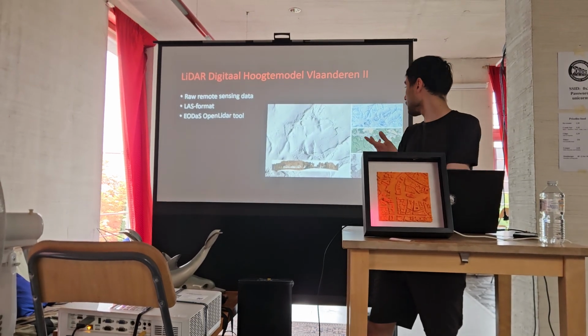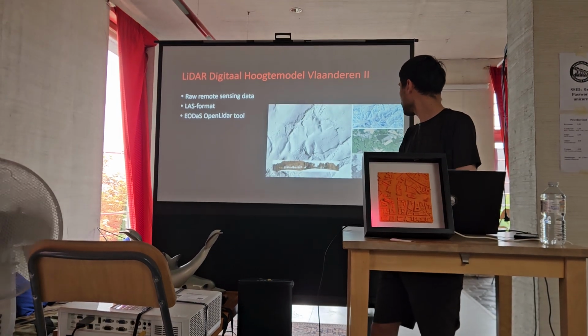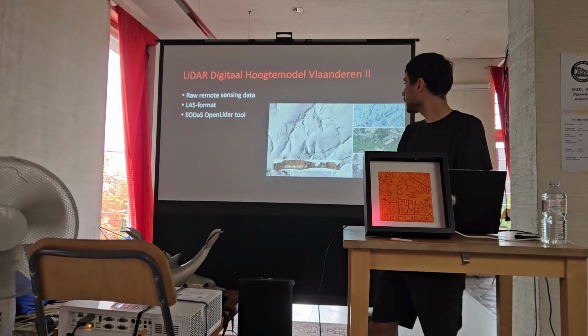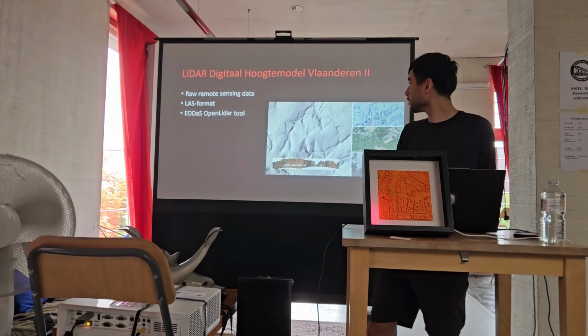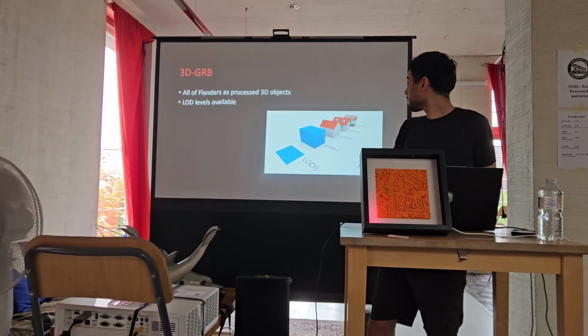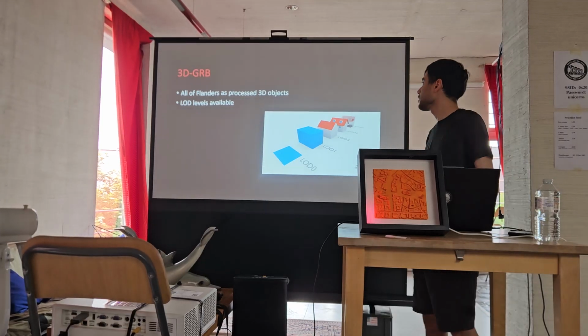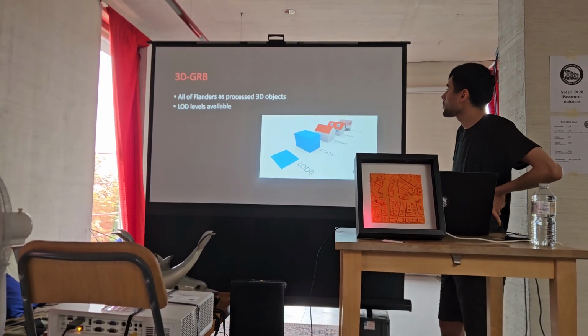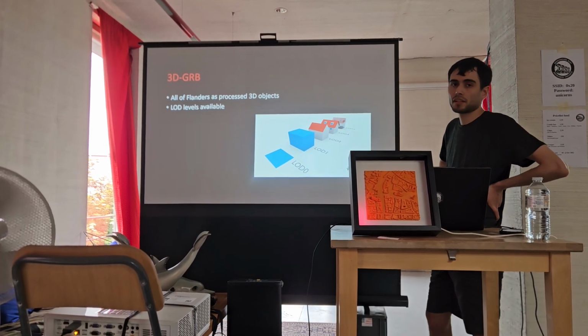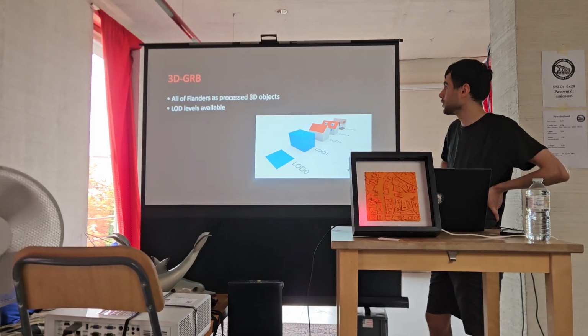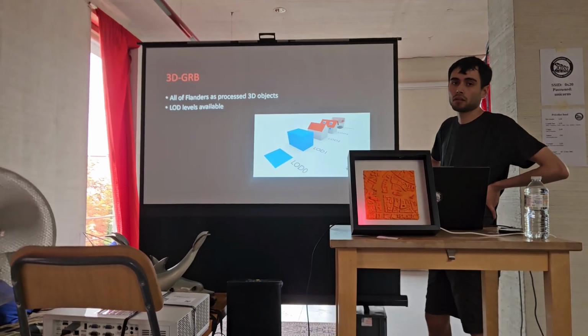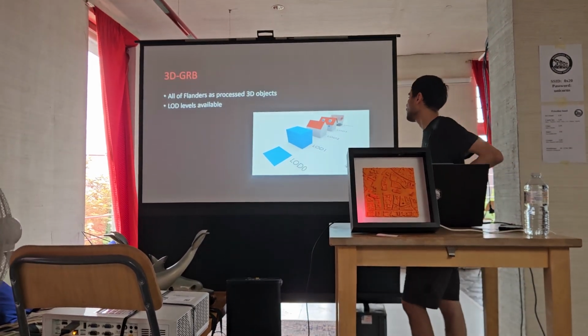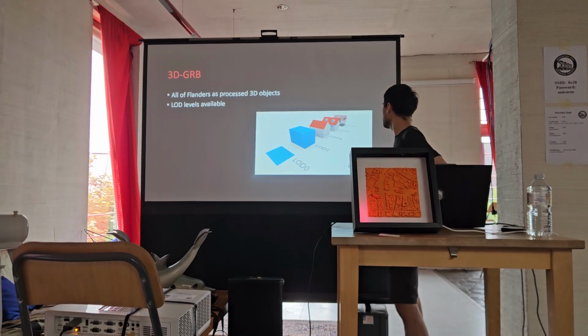Yeah, this is what raw point cloud data can look like. It's extremely detailed. I already explained the tool a little bit. Then there's another data set, another derivative, where they've processed all the point cloud data and basically created 3D geometries for all the buildings in Flanders, including LODs. LOD stands for level of detail. The higher you go, the more detail.